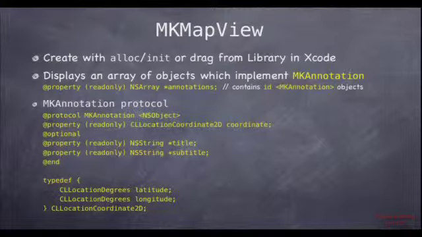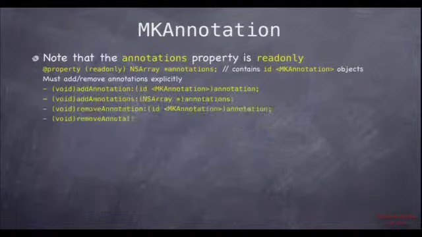So what is in the MKAnnotation protocol? There are three things. One of them is required, which is the coordinate. And that's just a CLLocationCoordinate2D, which we saw a few slides ago, which is just latitude and longitude. Okay? The other two are optional, title and subtitle. All right? Simple as that. That's all there is to it. So the burden of implementing these on objects that go into that annotation array is a very slight burden. It's just these three things.